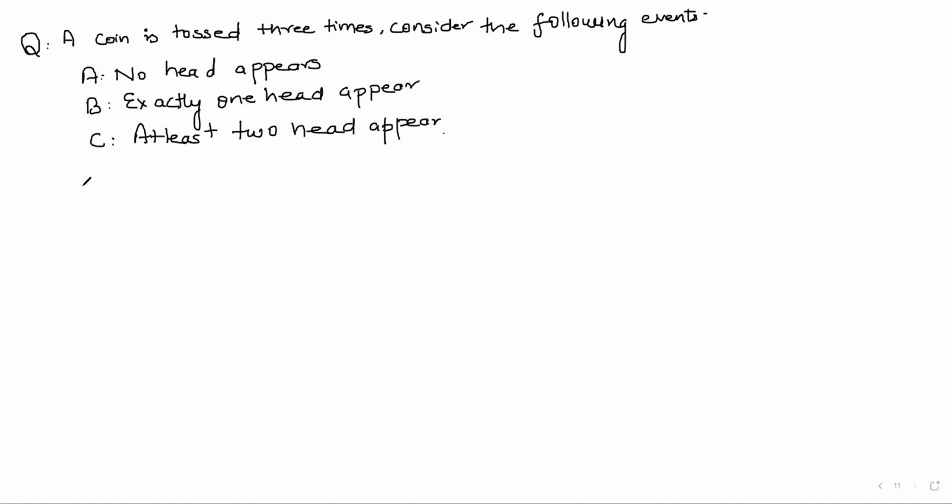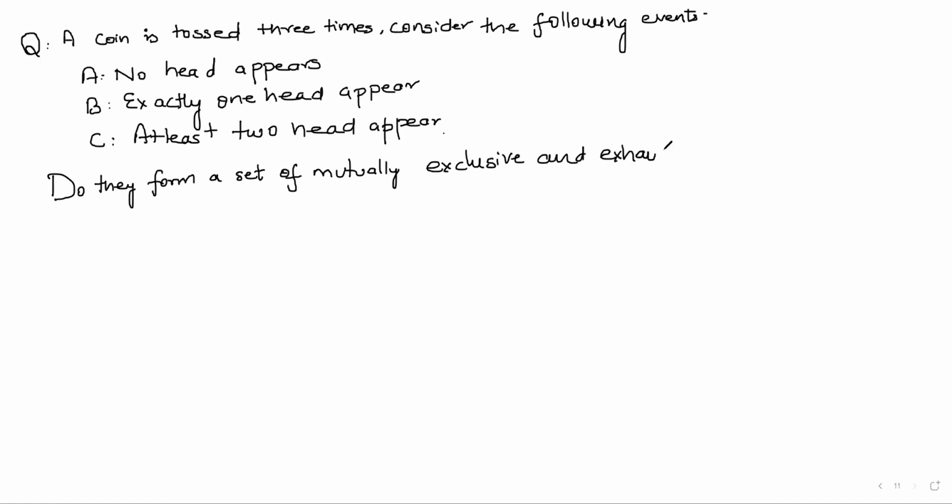Okay. Please find out which of these form a set of mutually exclusive and exhaustive events. Please try this and share your answer.